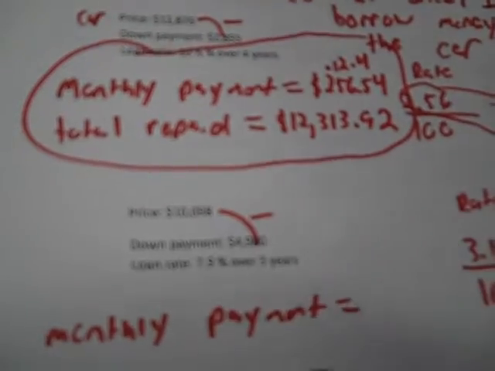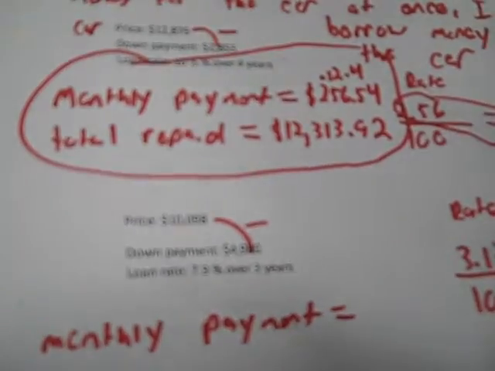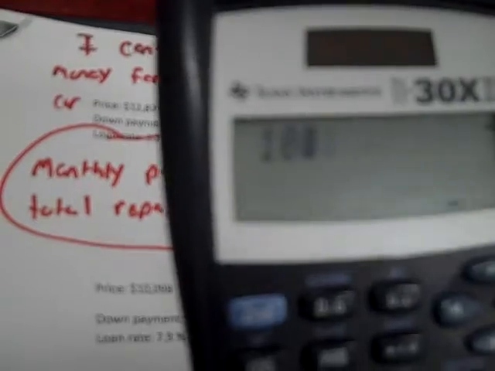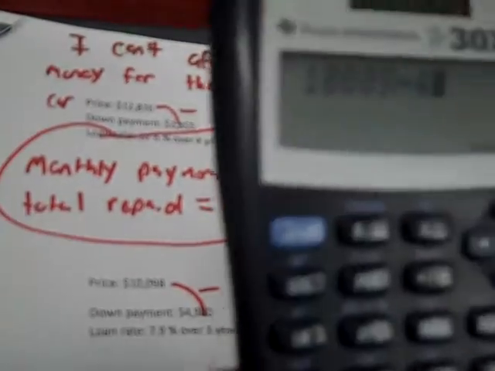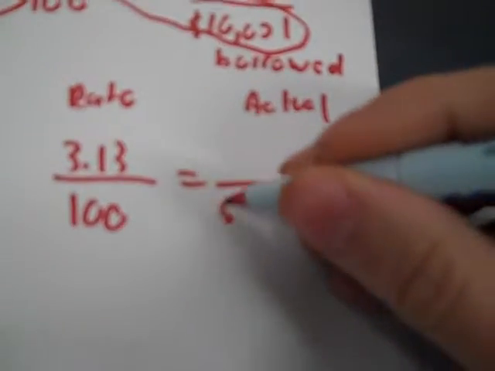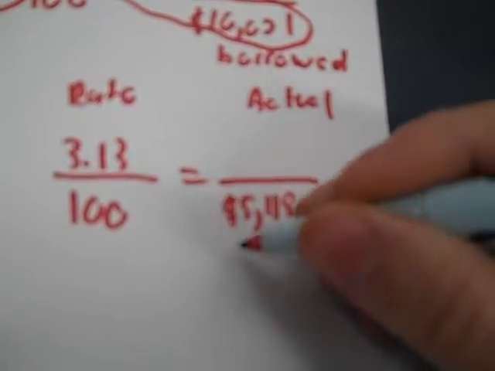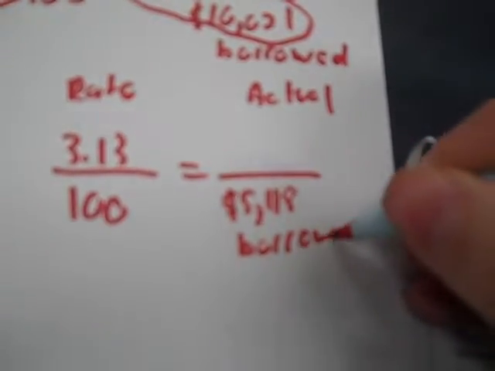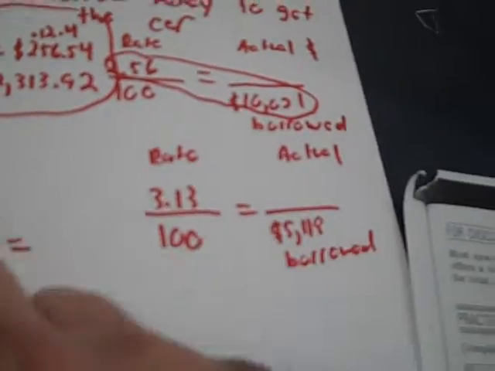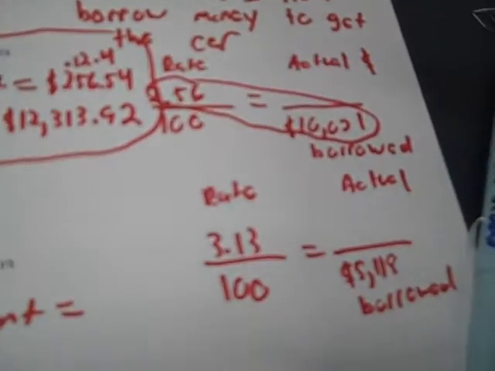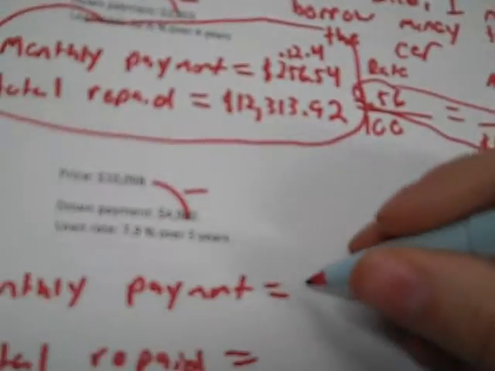Now to find the actual borrowed amount, I need to subtract those because I pay that. I'm not going to borrow all of this. I need to subtract what I pay, okay? Because that's taken off the borrowed amount. So $5,118 borrowed. Okay, so cross multiply and divide. So I take 3.13 times 5,118 and then divide by 100. That's $160.19. So that's your monthly payment.